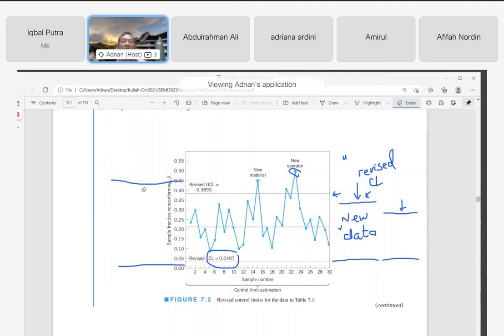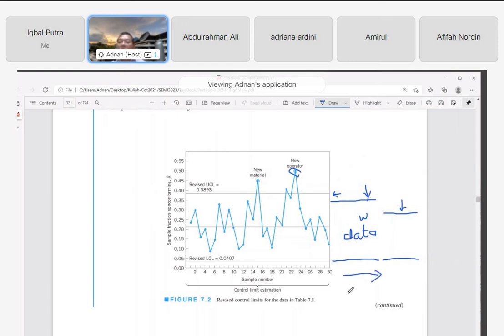Let me just, don't relate to this data. But in general, it is correct. When we revise, we always keep getting smaller control limits, meaning improved quality. The quality of the product improves, because there is less variability.